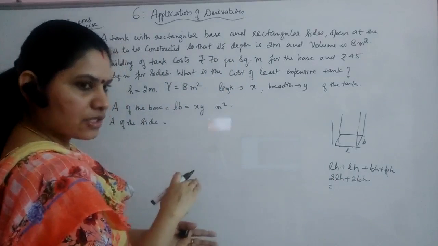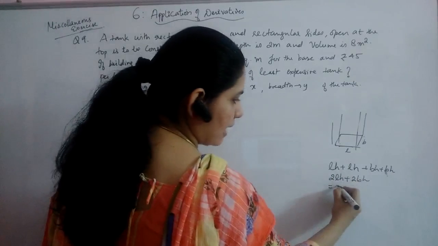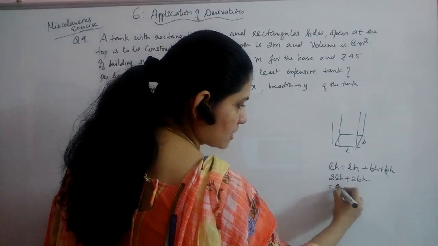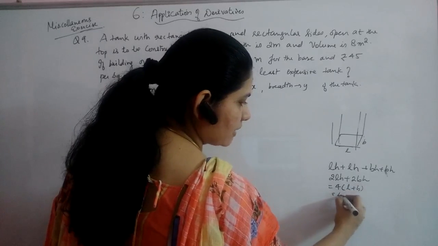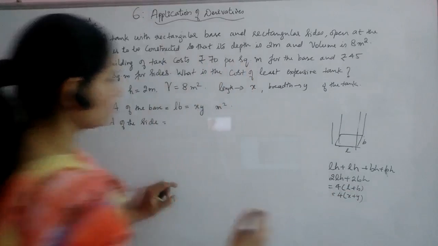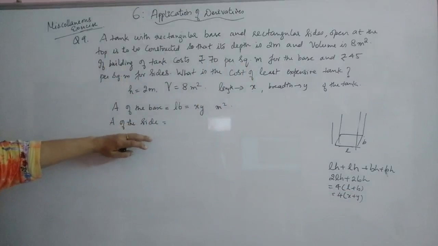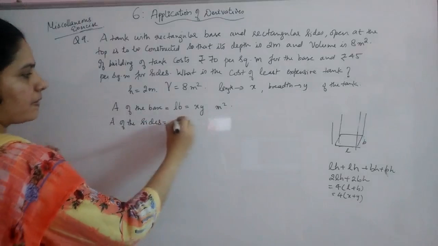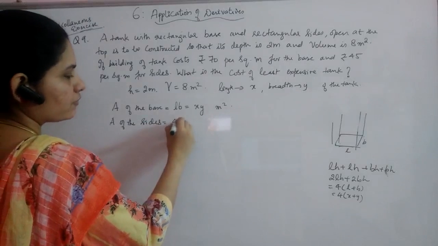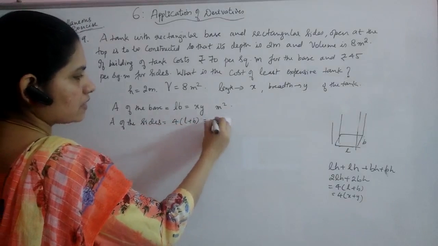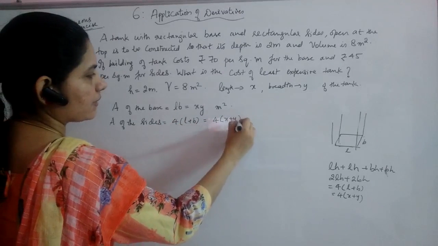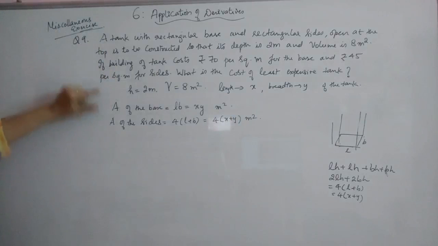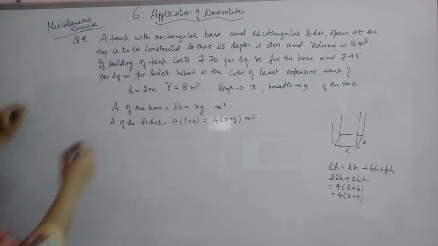And again H is given to be 2, so that you will have 2 into 2, 4L plus 4B. That means 4 into L plus B. And here we have taken L and B as X and Y. So the sides area will be 4 into X plus Y. You understood? Sides area will be 4 into L plus B, which is giving you 4 into X plus Y. Now why we have taken this is in order to form the cost. That is the main thing.